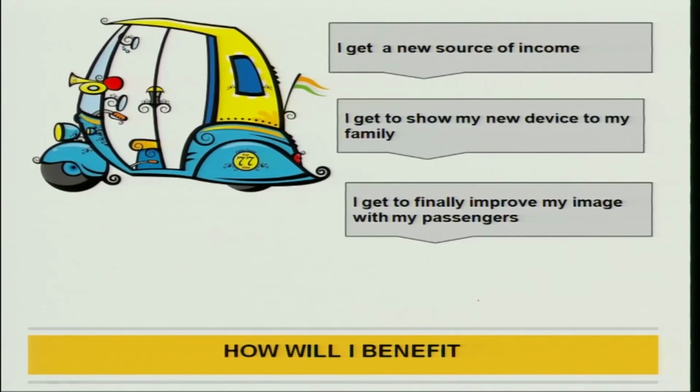What about the auto driver? He is asking, what's in it for me? I get a new source of income, right? And part of this, the earlier research about this started out as the fact that auto drivers are so nasty, that they overcharge customers and they harass customers and everything.